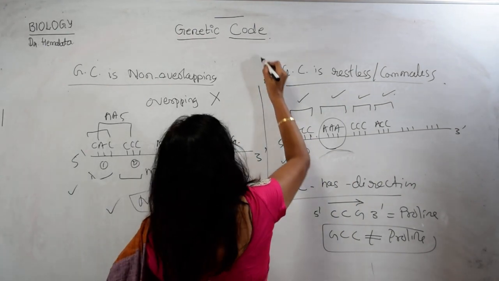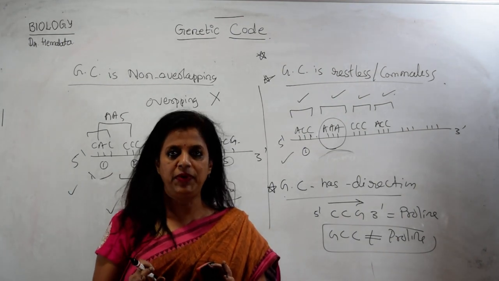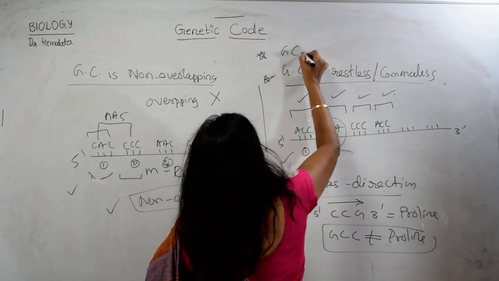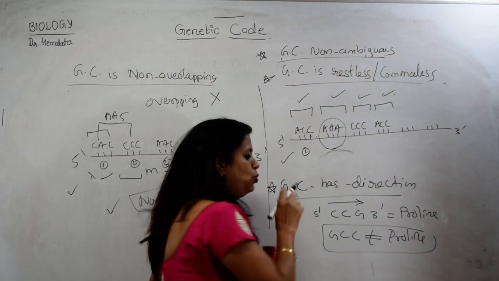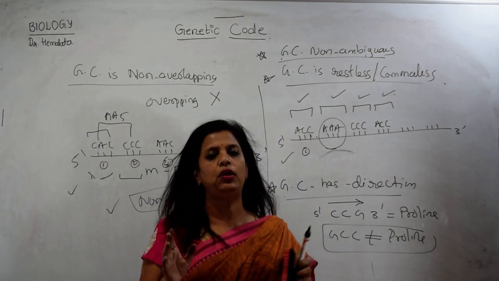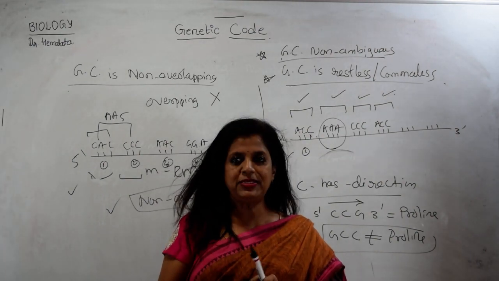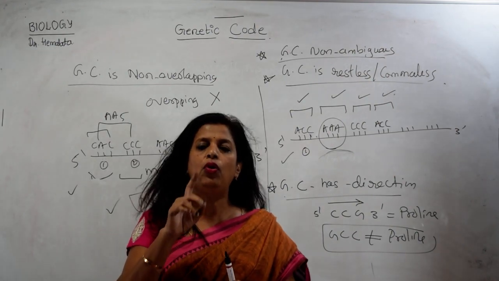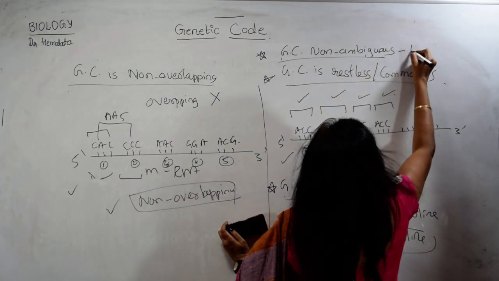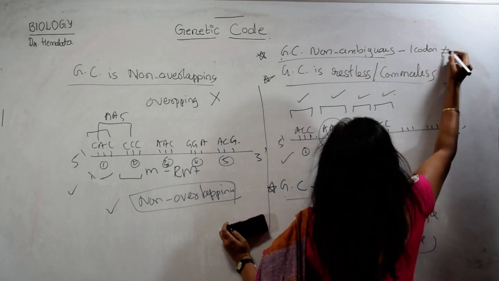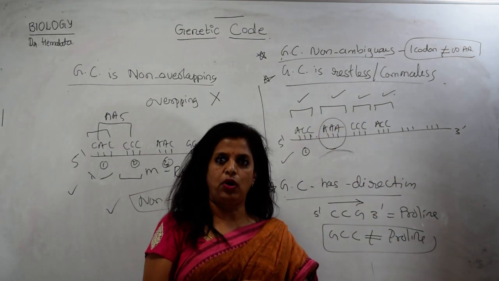Then the last characteristic of the genetic code is that there is no ambiguity in codons. The genetic code is non-ambiguous. I told you that one amino acid may be coded by more than one triplet codon. Many codons are there, only one amino acid is there. But the reverse is not true. One triplet codon is not going to code for many amino acids. So what do you mean by this? One codon will not code for many amino acids. But one amino acid can be coded by many triplet codons, right?